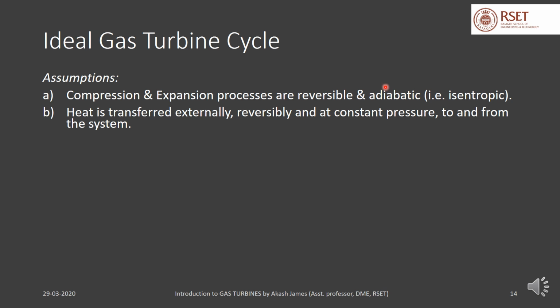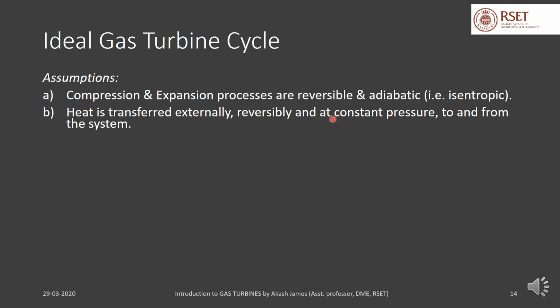Now, coming to the heat transfer processes, heat addition and heat rejection, these are the assumptions made. We assume that first of all the heat is transferred externally. That is, we assume that there is no internal combustion. The heat is transferred externally via a heat exchanger. And the heat transfer itself is reversible. That means the temperature difference through which the heat is transferred is infinitesimal.